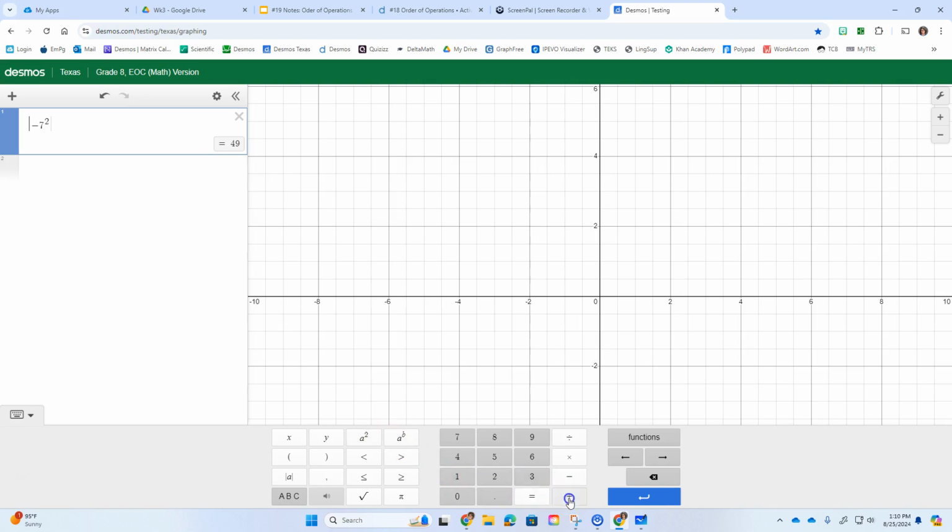Plus 3 squared, and then times 4. And they will tell you that inside the absolute value bars, you get... and I think you have to hit this again to close the absolute value bars. So that ended up being 13. I think that's what I got.